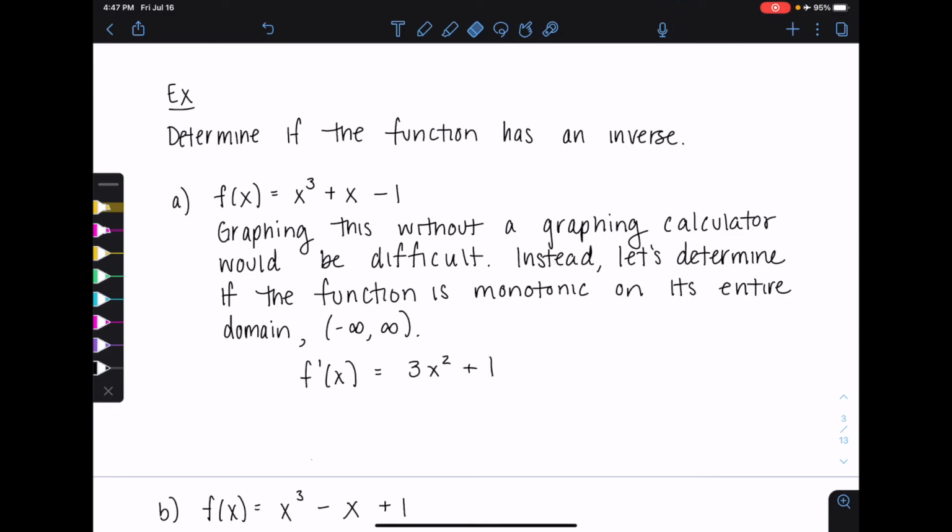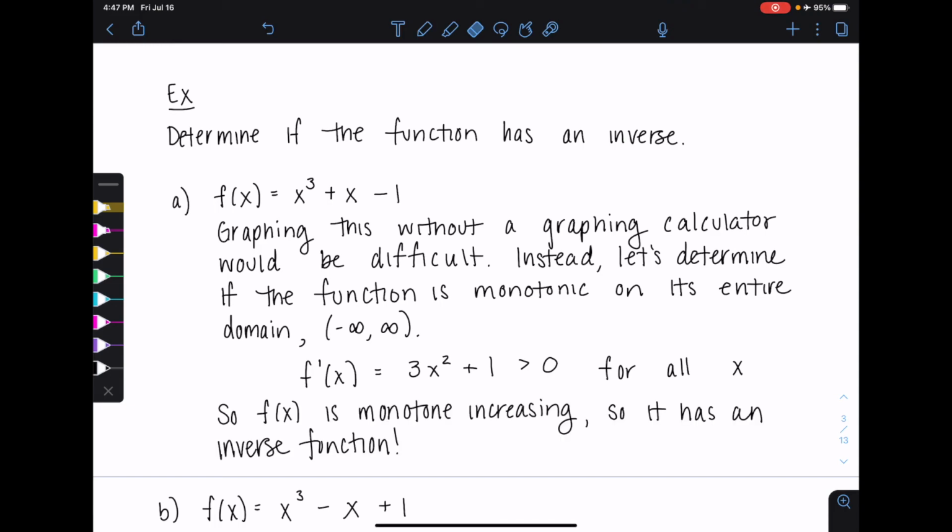So if we take a look at the derivative, it'll be 3x squared plus 1. 3x squared is positive. If you add 1, it's positive. This thing is always positive for all values of x. So ultimately, f is monotone increasing. We are guaranteed that it has an inverse function.